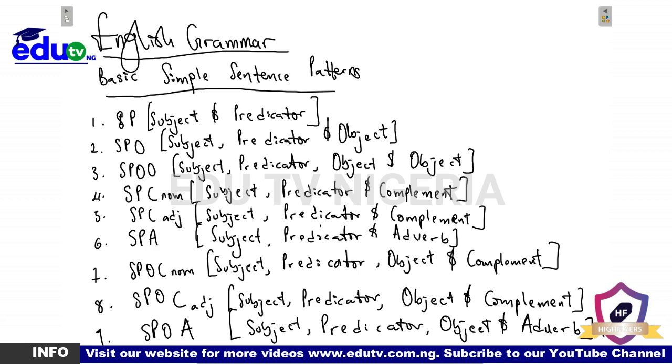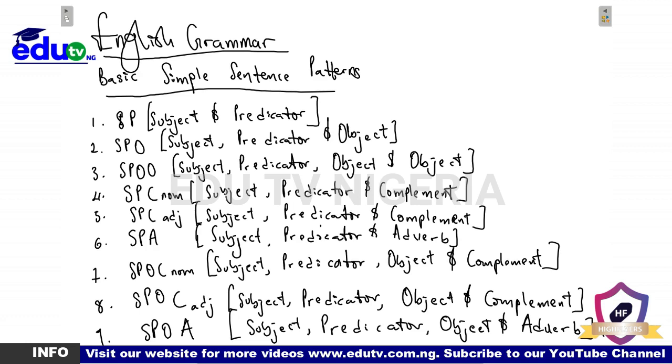According to what we have here, we have 9 patterns. We have the SP, subject and predicator. We have the SPO, that is subject, predicator, and object. We have the SPOO, that's the subject, predicator, object, and object. The first object would be an indirect object, while the second object would be a direct object.